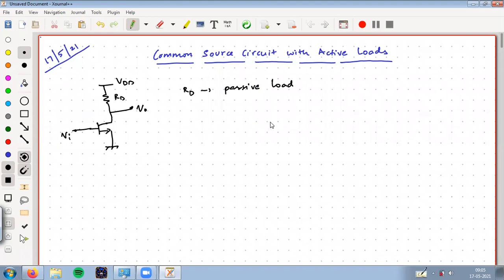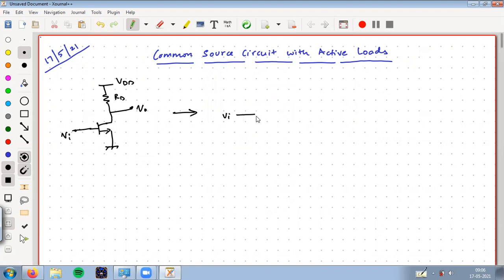So instead of using RD, a resistor, I use something called an active load. Active means I use a transistor or a diode there, so that the size of my circuit becomes less, and building that IC, fabricating it, becomes much simpler, right? So instead of using RD, I will use it like this.